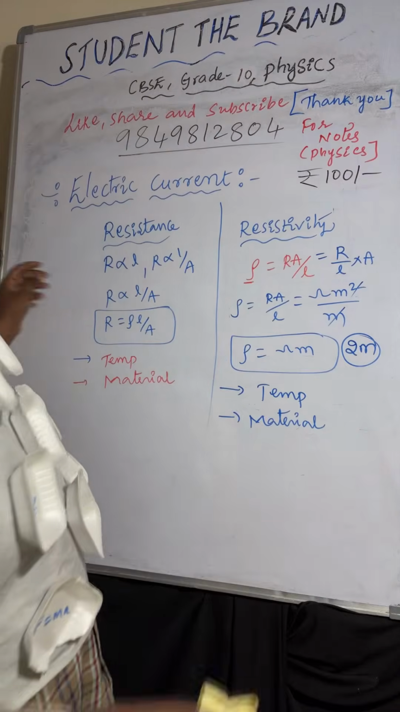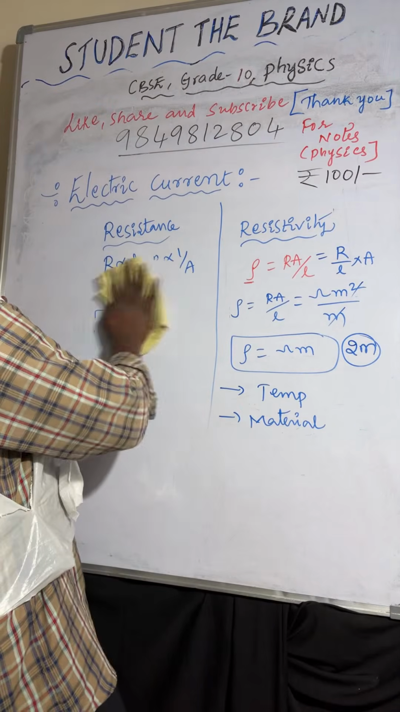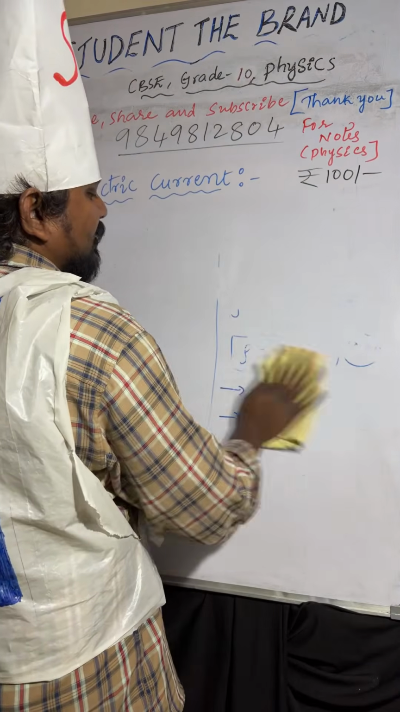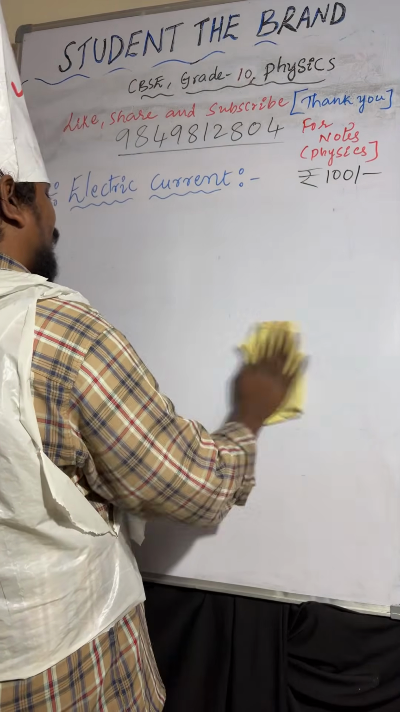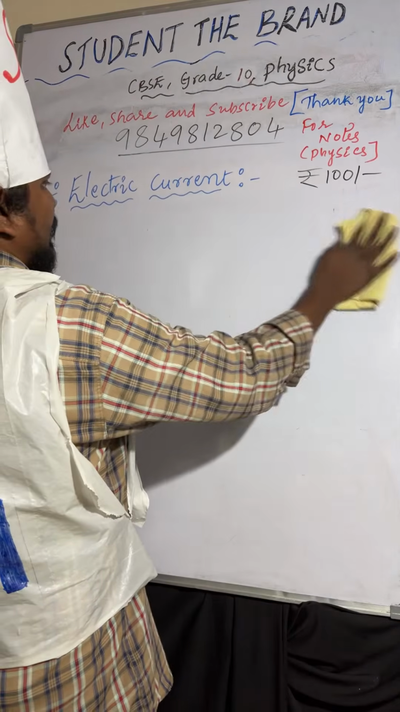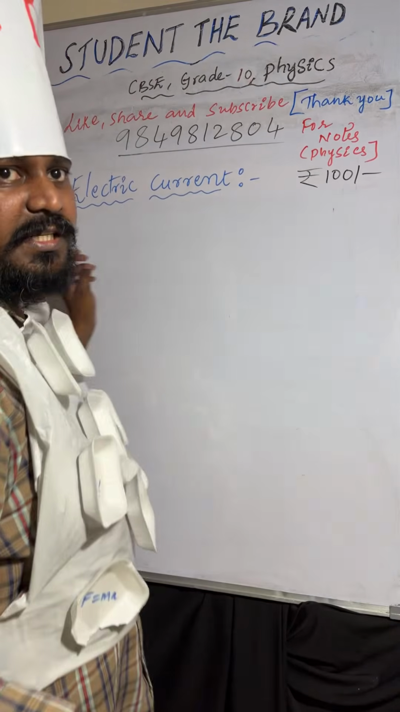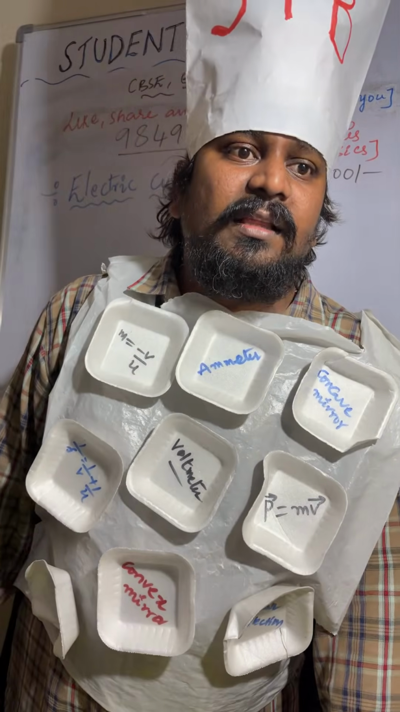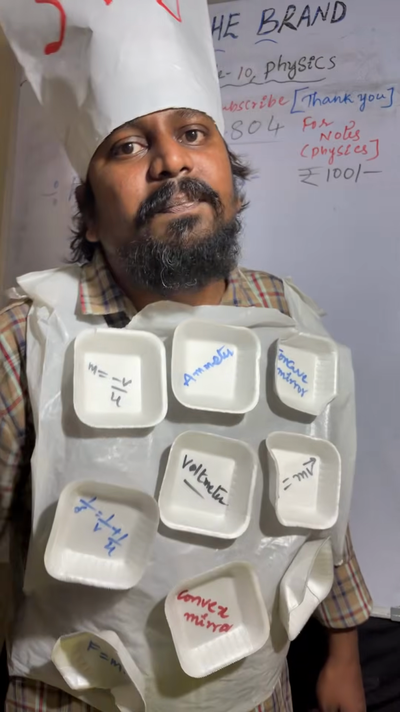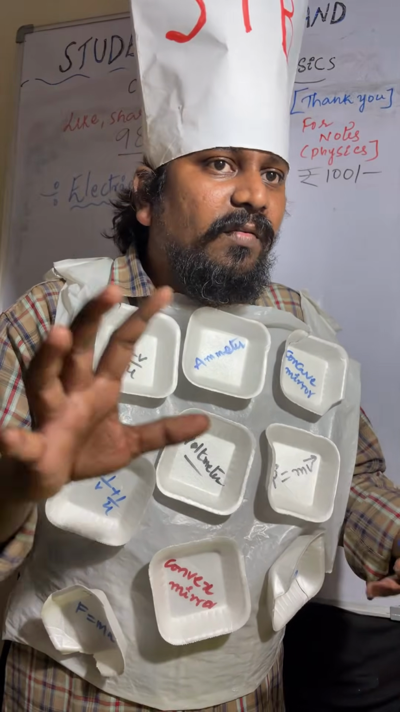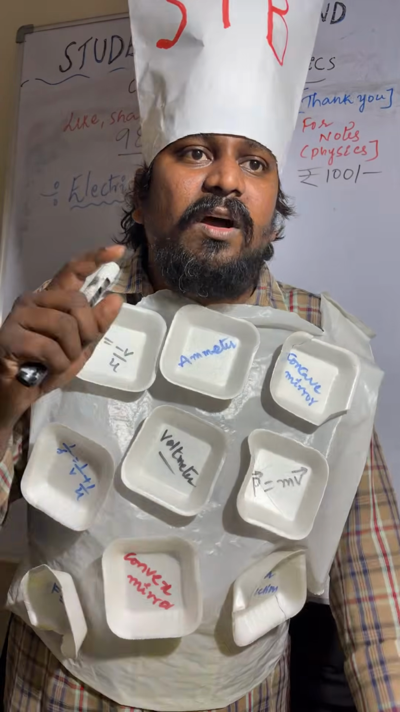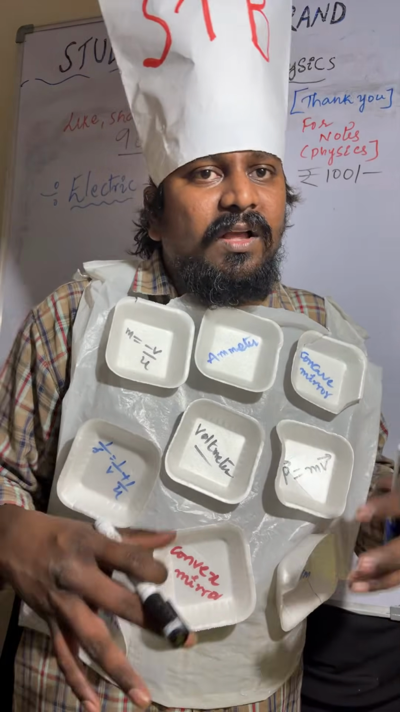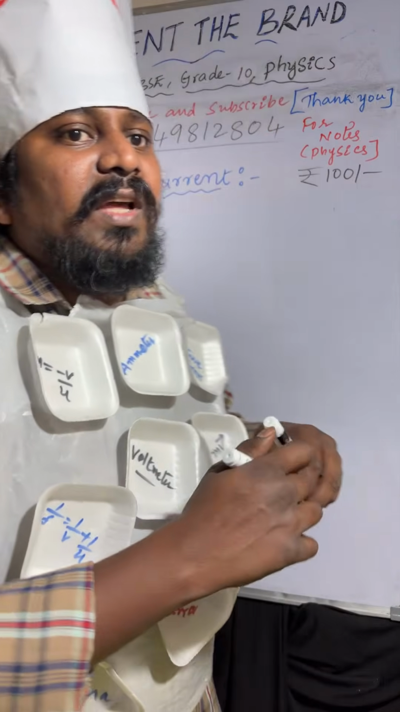Okay, so next we will discuss resistors connected in series combination, and next, resistors connected in parallel combination. We will discuss all these points. So the first point is resistors connected in series combination.